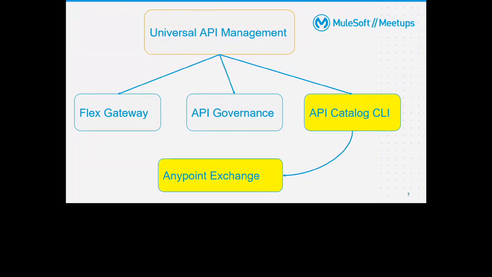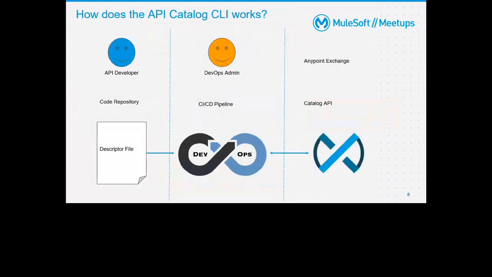So this tool will give you the automation part, where instead of writing documentation for the APIs manually, from your pipelines itself you can publish that to your exchange. That's the API catalog tool for it.